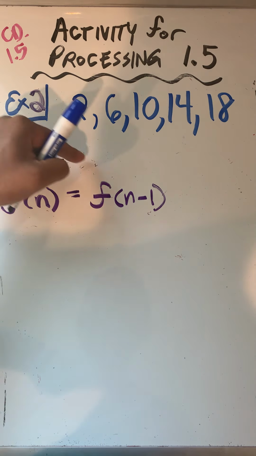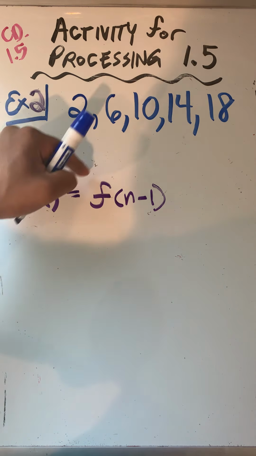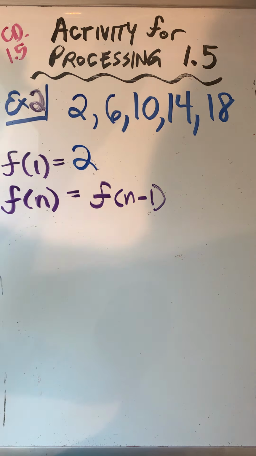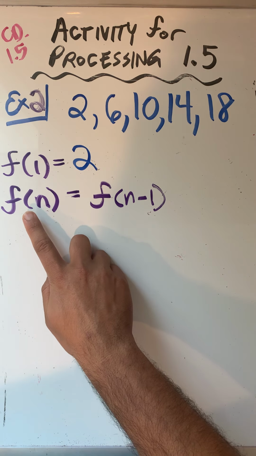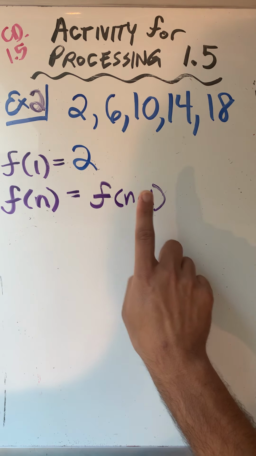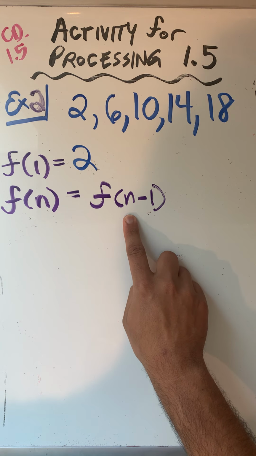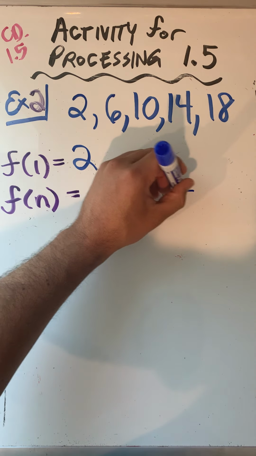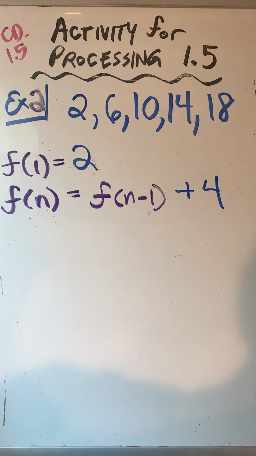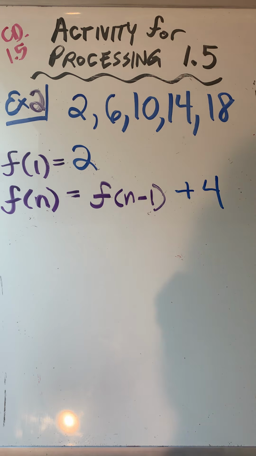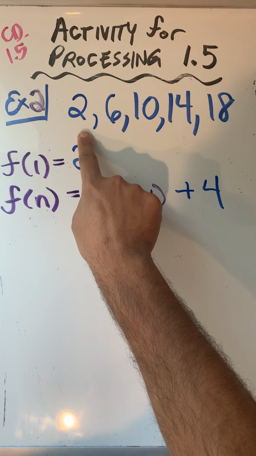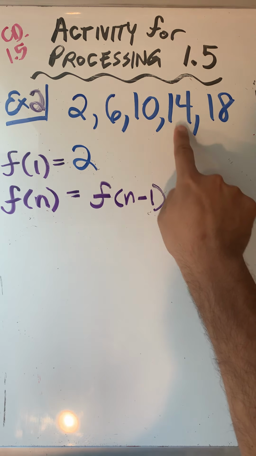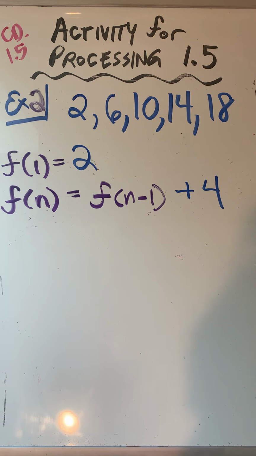So the first value, or the first term, is 2. Now, the current term is a result of taking the previous term and doing something to it. I'm going to go ahead and say we're adding by 4. So if we're adding by 4 each time, plus 4, plus 4, plus 4, plus 4, this works. And that's it. That's your recursive equation.